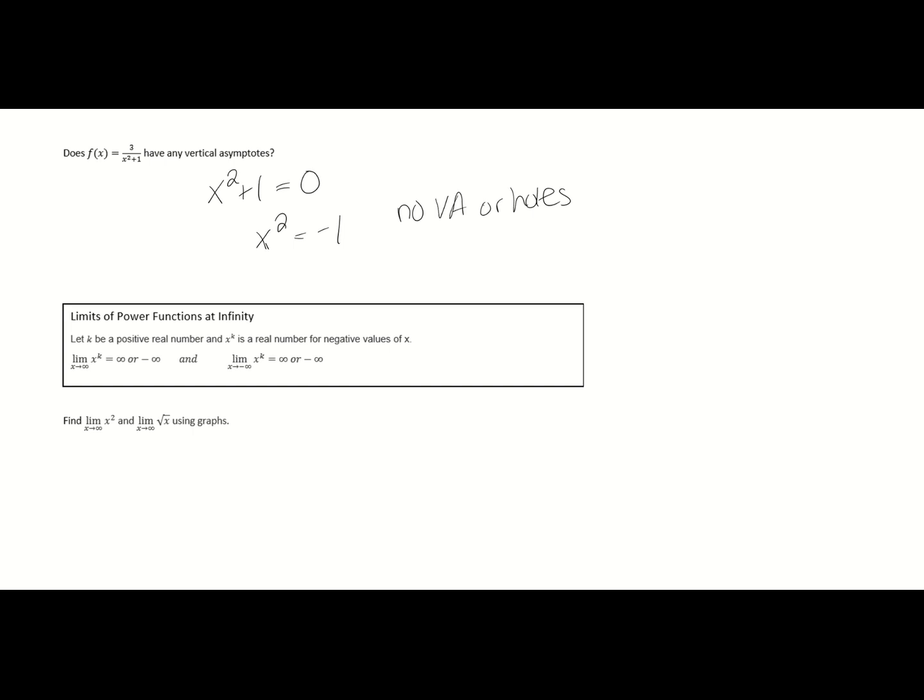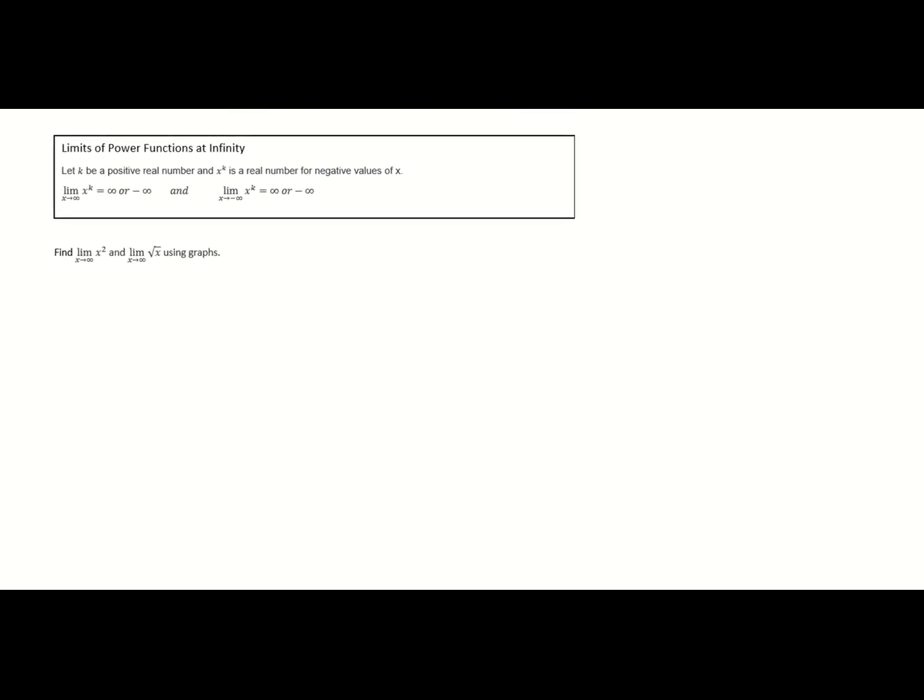Okay, so next we're going to introduce the notion of looking at when the x's are going to infinity or positive infinity. So we have this definition here. Let k be a positive real number, and x^k is a real number for negative values of x. I'll explain in a little bit why that second part is important. And we have these two limits. The limit as x goes to infinity of x^k will either be infinity or negative infinity, and the limit as x goes to negative infinity will do the same.